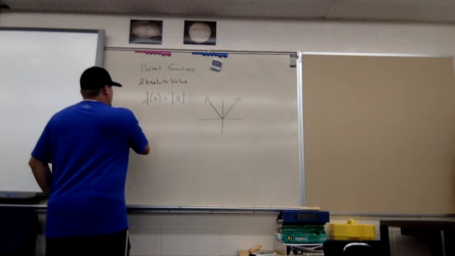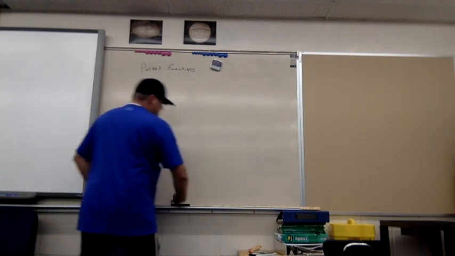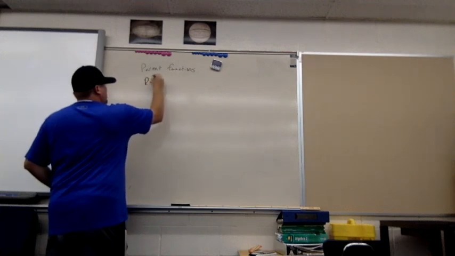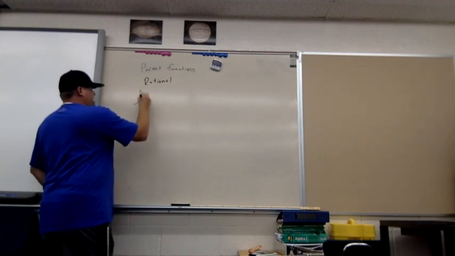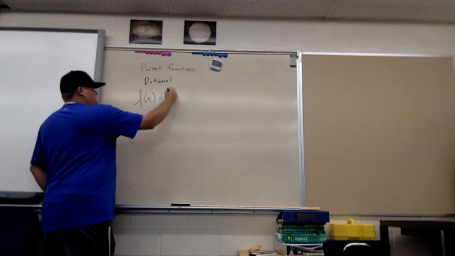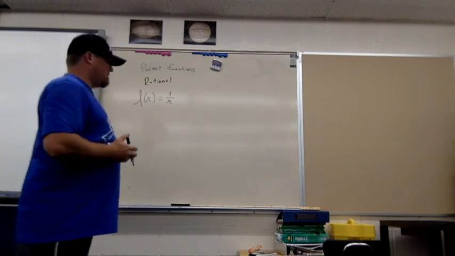Now, rationals. Rational function, next to the last one. Rational function, again, we just talked about it at the very beginning of this video. F of x equals 1 over x, correct?